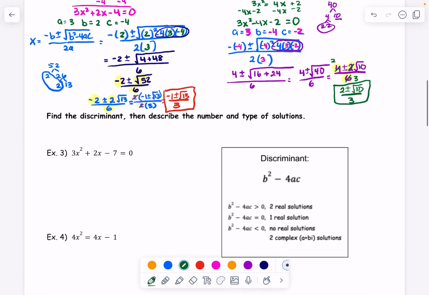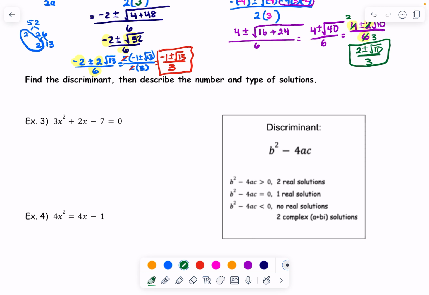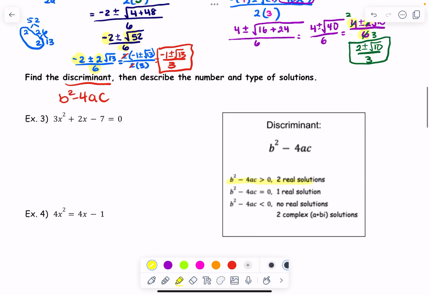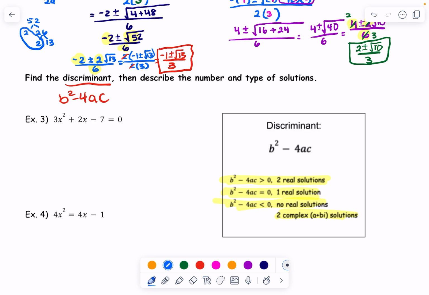Whew, okay. So let's talk discriminant now. We already talked about the discriminant, and we're just talking about b squared minus 4ac, right? The discriminant. And if it's positive, we're going to have 2 real solutions. If it's just 0, we have 1 real solution. And if it's negative, we don't have any real solutions, but we have 2 complex solutions. Okay, cool. So we only need b squared minus 4ac.